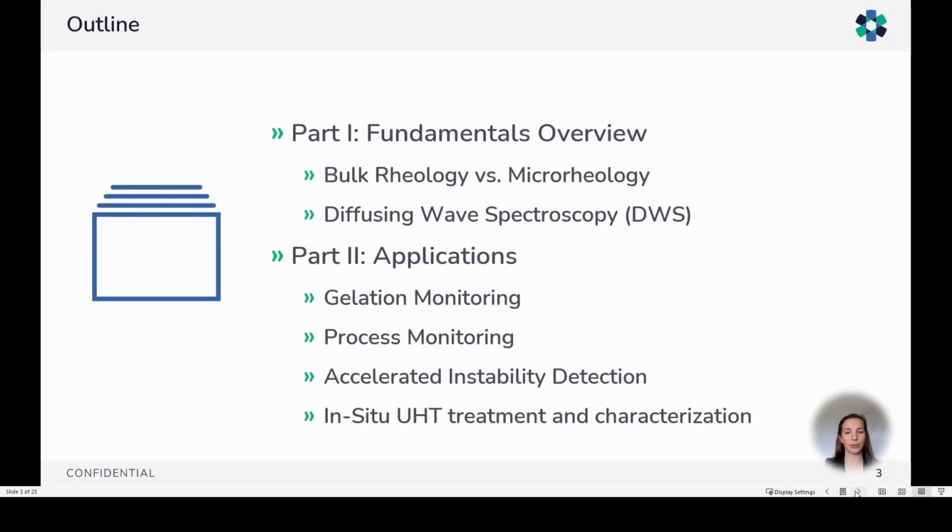The outline of today's webinar is as follows. I will begin with an overview of the fundamentals, including a comparison of the two most prominent methods for rheological measurements. This will be followed by a more in-depth technical explanation of the DWS technology. In the second part, I will present a few real-life examples showcasing the use of DWS characterization in food applications.